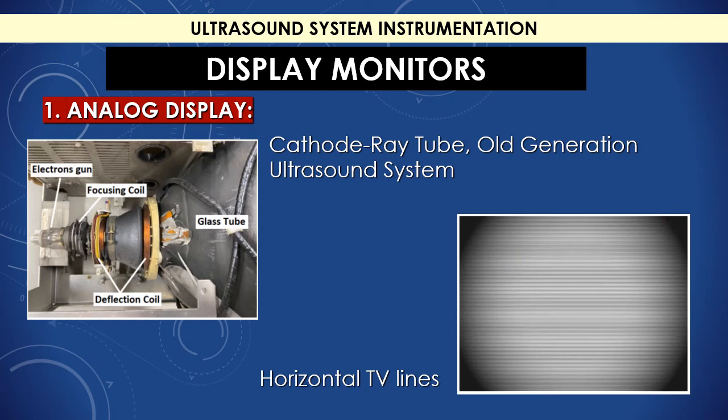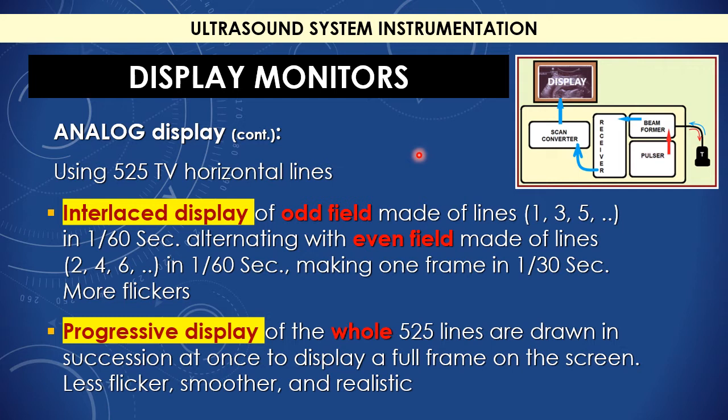These horizontal TV lines are usually 525 in number, and they form the frame. So each frame is formed of 525 horizontal TV lines. These lines are displayed in one of two techniques, either the interlaced display technique or the progressive display technique. What is the difference? The interlaced display divides the frame into two fields. I have two fields that are successively displayed, the odd field and then the even field. They are in succession, so together they form one frame.